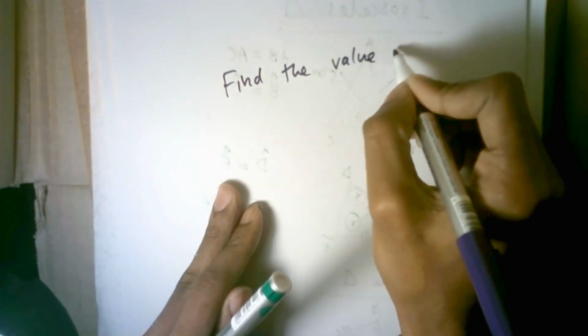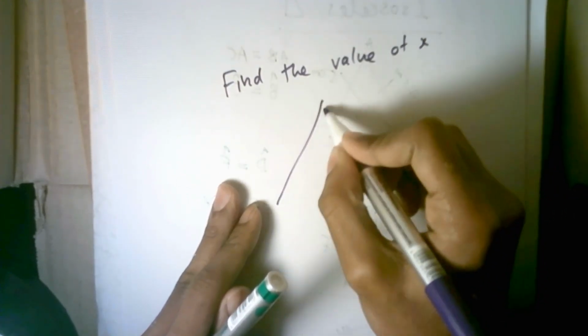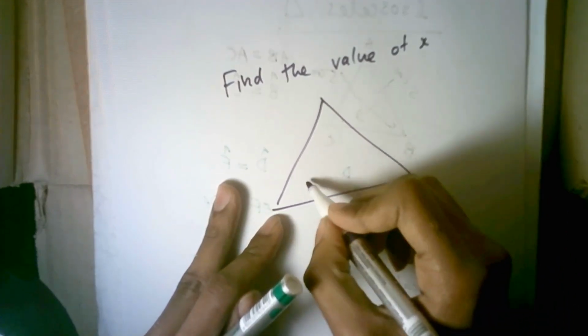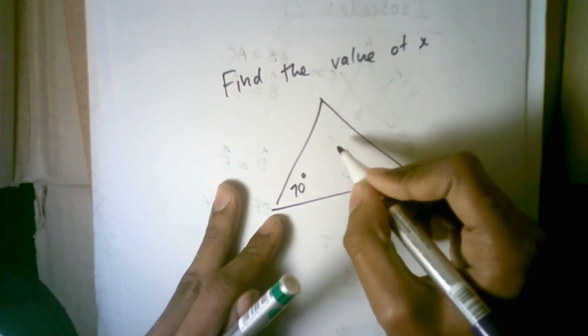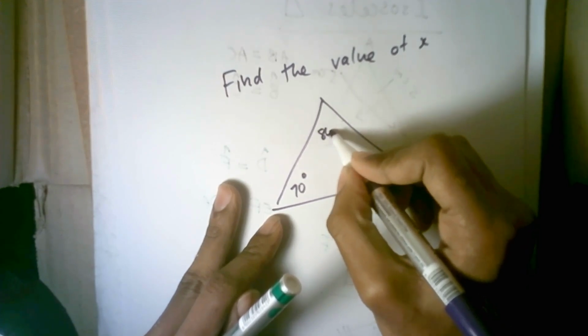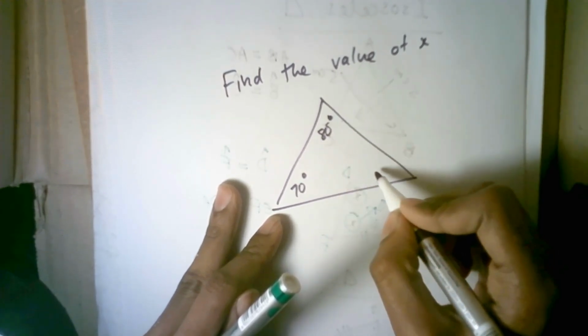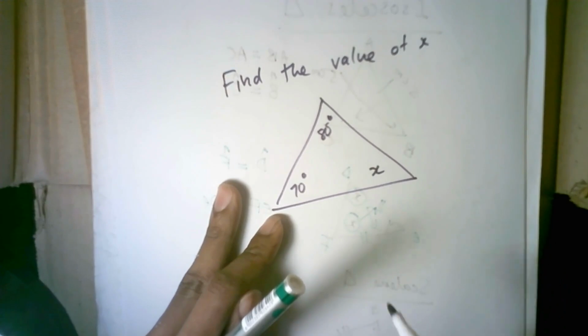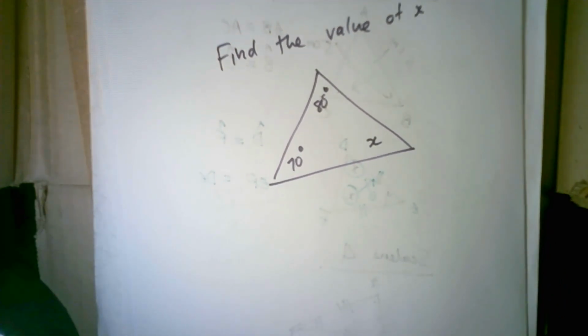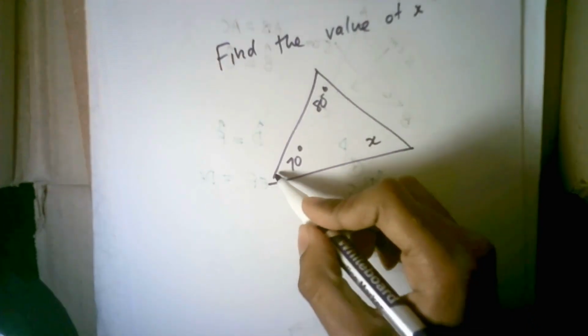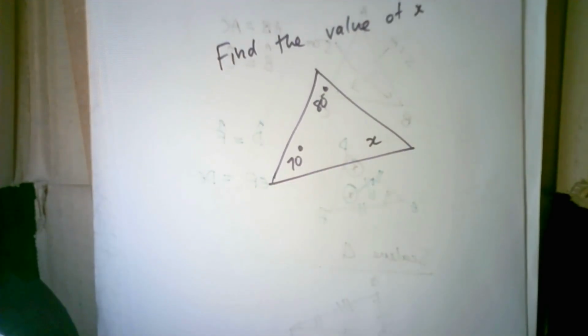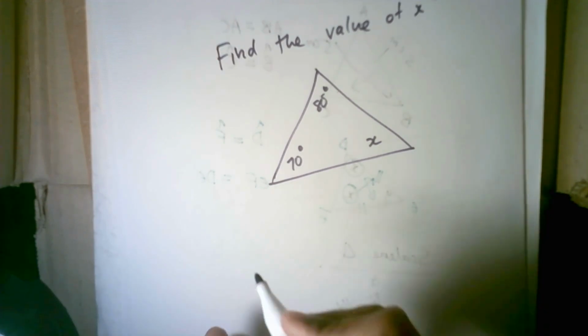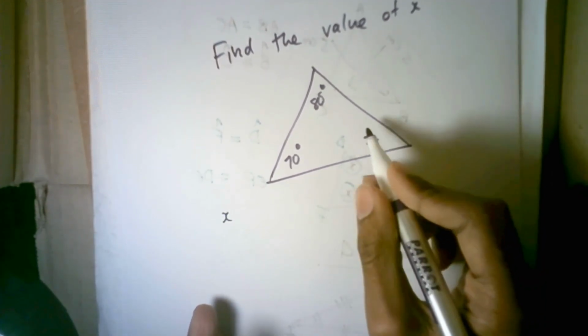Let's say this is 70 degrees. Let's say this is 80 degrees. And let's say this is x, right? And I ask you, okay, class, let's find the value of x. So now I know that the sum of the interior angles is 180 degrees. So I'm going to say x, that's this angle, plus 80 degrees plus 70 degrees is equal to 180 degrees.